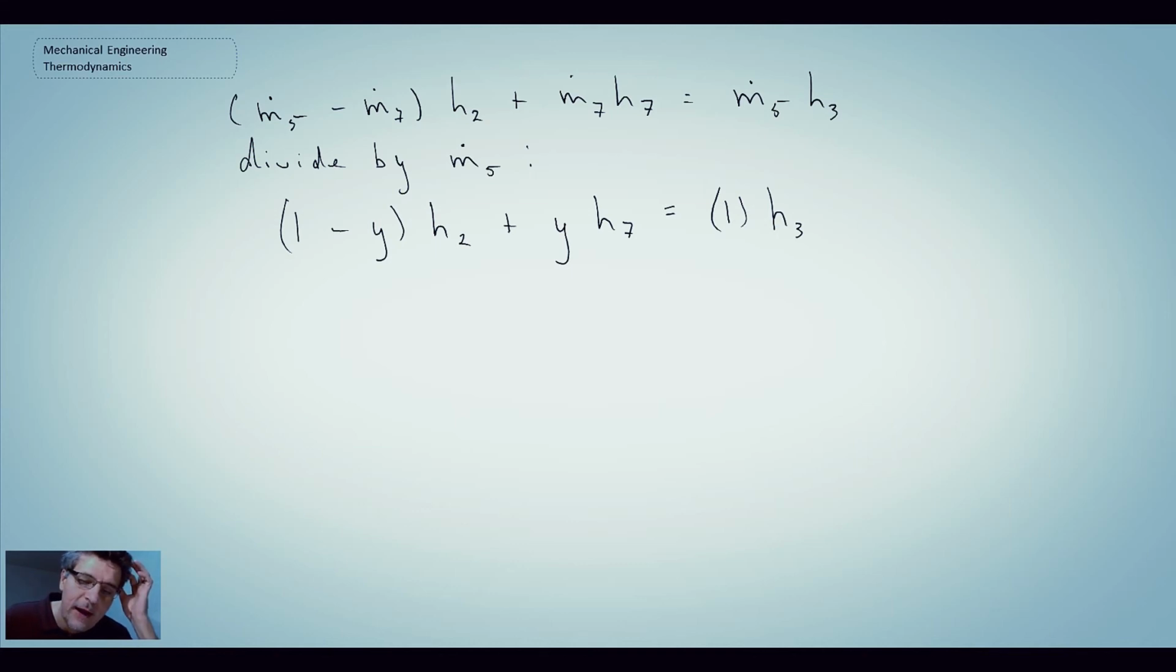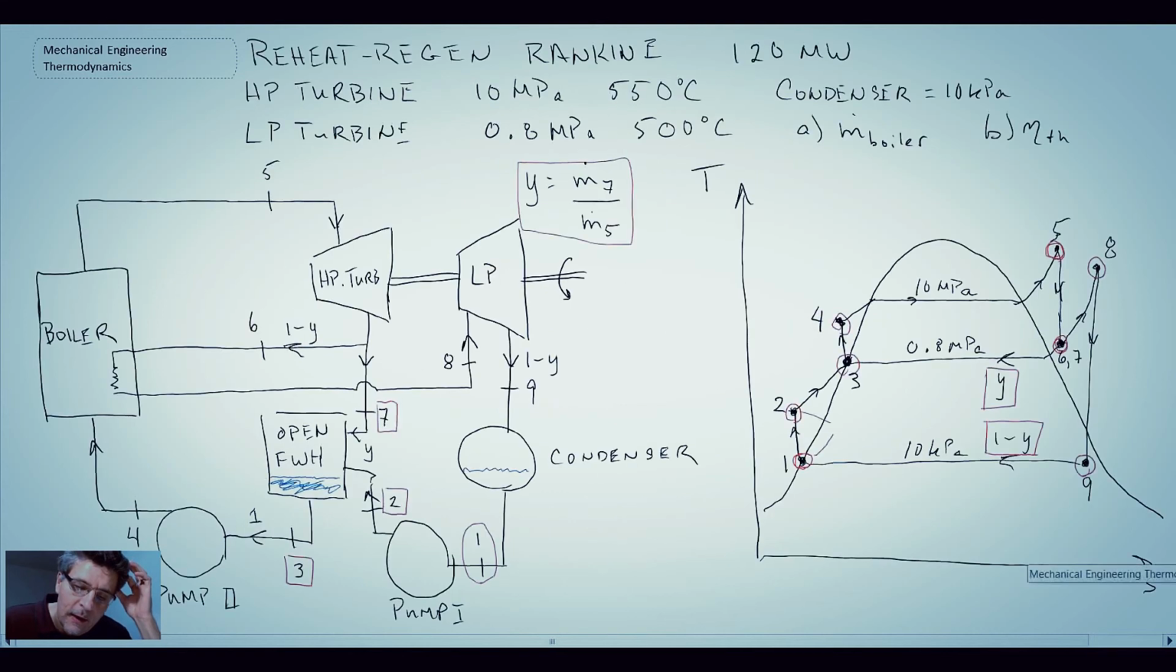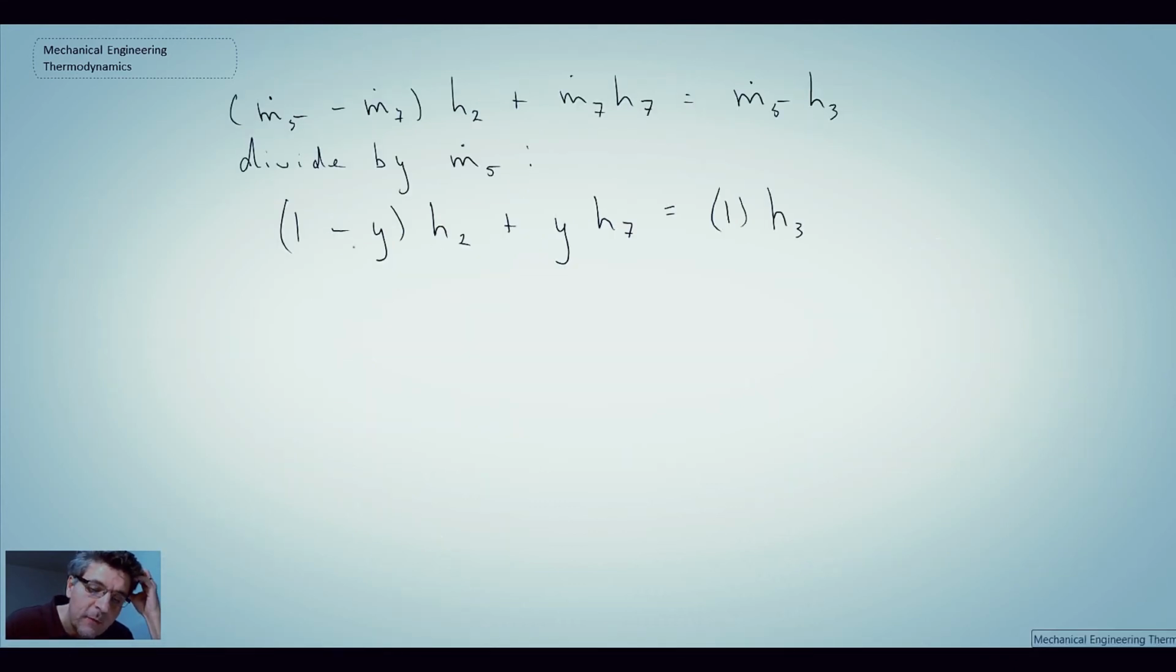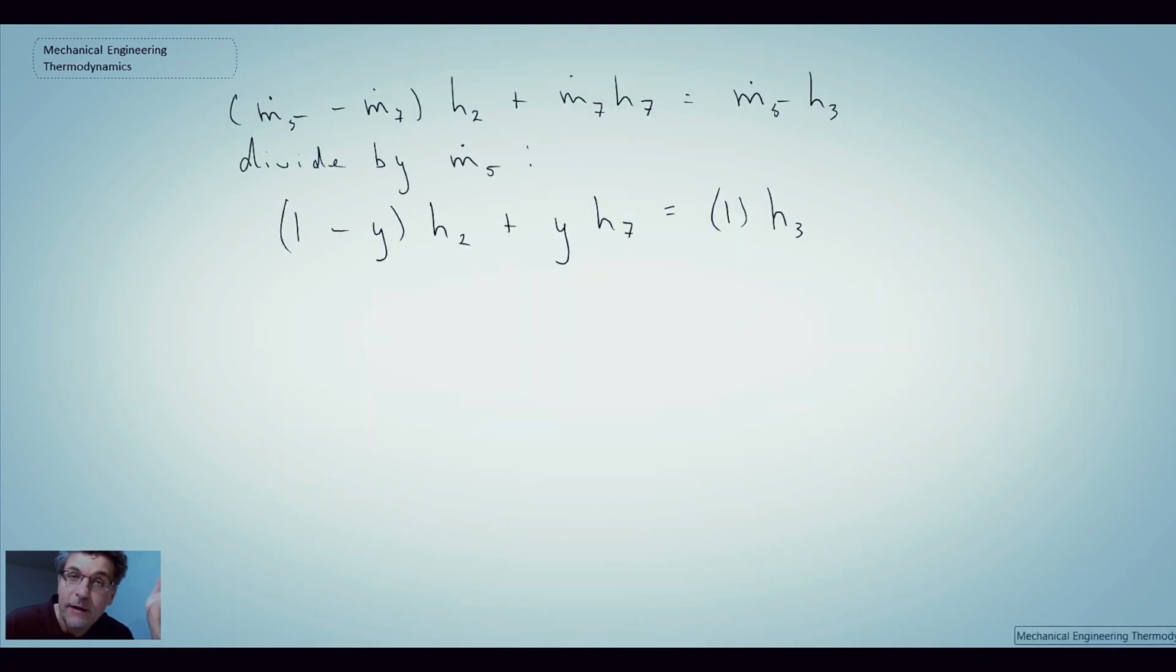And if we look back at our schematic, we said 1 was times H3. Well, there we have 100% mass flow coming out, so that makes sense that it would be 100%. And we have 1 minus y times H2. And the other thing we have is y mass fraction enthalpy stream 7. And we get y times enthalpy stream 7. So it kind of relates to the mass fraction that we have.